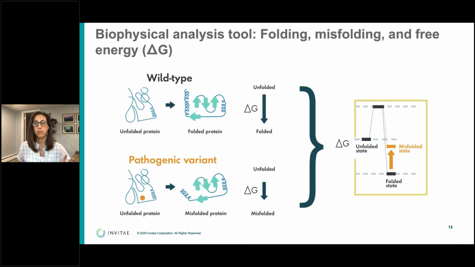In general, we use a measurement of stability or free energy of protein folding and misfolding to develop this tool. We can contrast the stability of the normal wild-type folded protein to the pathogenic variants that are known to result in a misfolded protein. So the misfolded proteins will have a different measure of stability, as depicted here on the right, and we can use this tool to make predictions of pathogenicity for novel variants and if those variants would likely also lead to a misfolded protein.